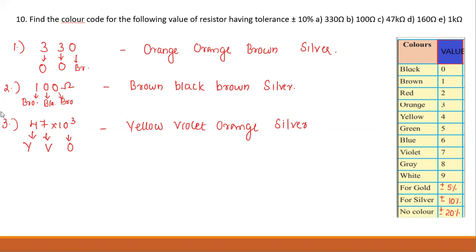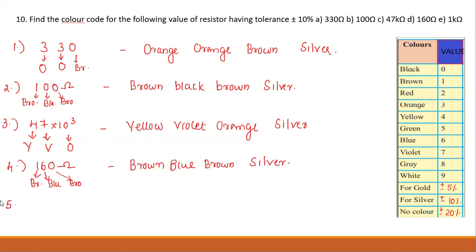Okay. Next one is fourth one. 160 ohm. So 1 is for brown. 6 is for blue. And 0 means into 10. So that is brown. So we can write the color code as brown, blue, brown, silver.